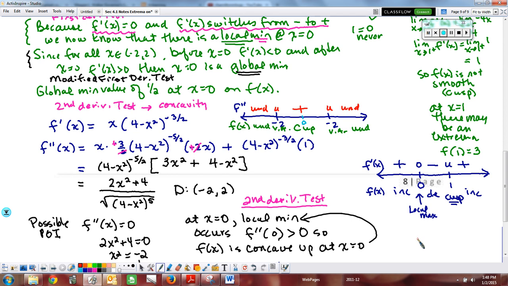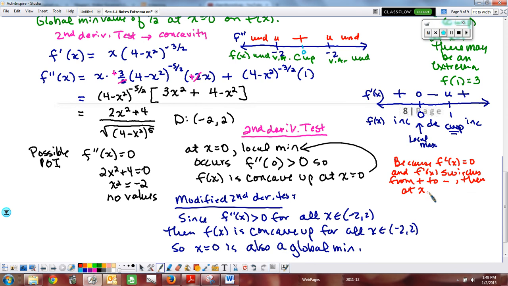You have to write the words that go to explain the sign chart. All right, so we would say because f prime of x equals 0 and f prime of x switches from positive to negative, then at x equal to 0, there is a local max.